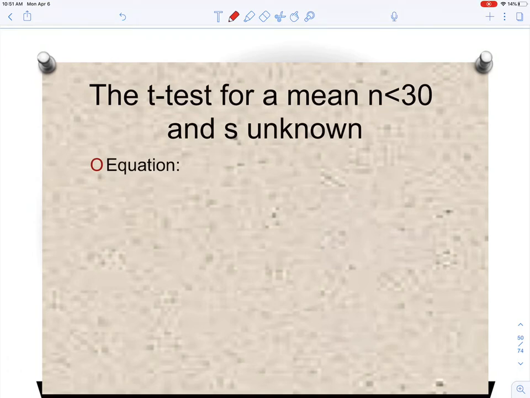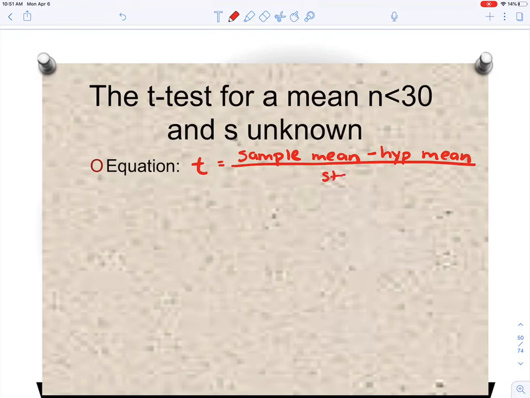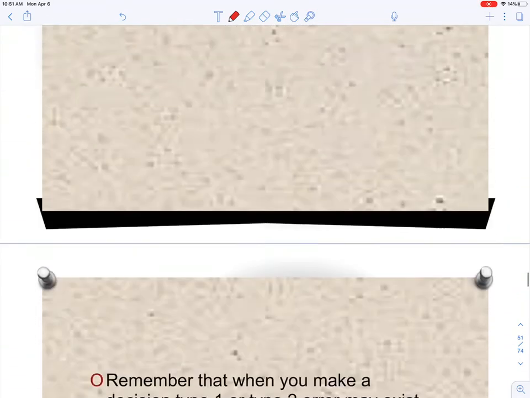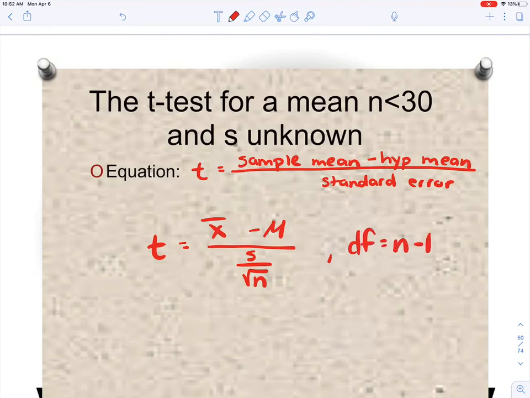So it says the t-test for a mean where your n is smaller than 30 and your s is unknown. So if this is the case, your equation will be t equals the sample mean minus the hypothesized mean all over the standard error. Let's write this out in symbols too on here. That would be x bar minus my mu over s over the square root of n. You would also need to find your degree of freedom, where your n is minus 1.